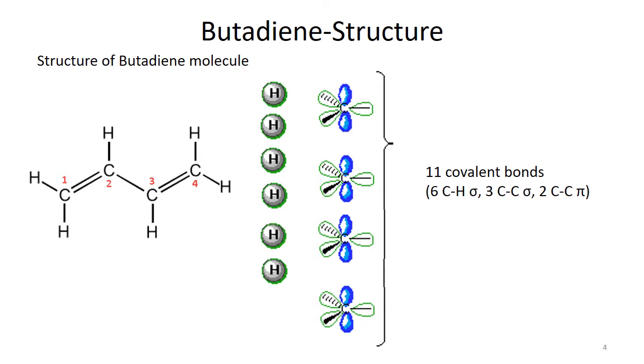Here is the structure of butadiene. It is basically 1,3-butadiene, and there are overall 11 covalent bonds, out of which 6 are CH sigma bonds, 3 are carbon-carbon sigma bonds, single bonds you can say, and 2 are carbon-carbon pi bonds. So there are 2 double bonds, and these 2 double bonds are very important for the pericyclic reactions.